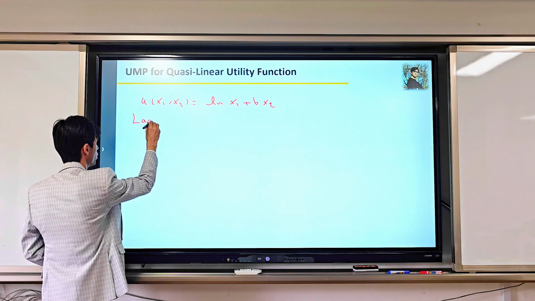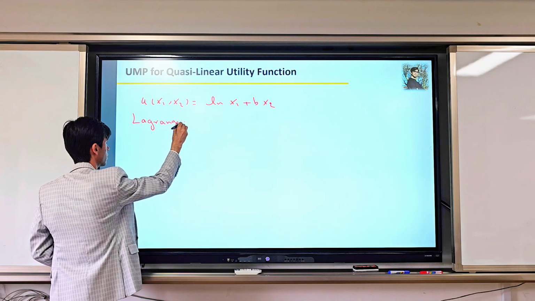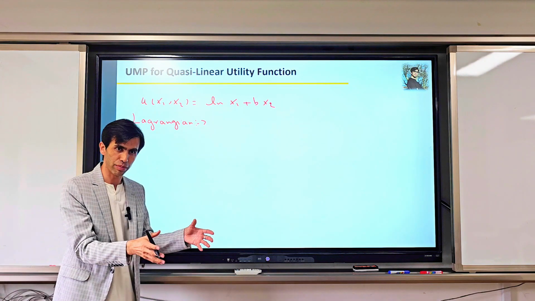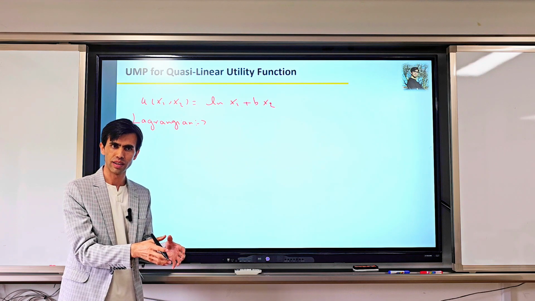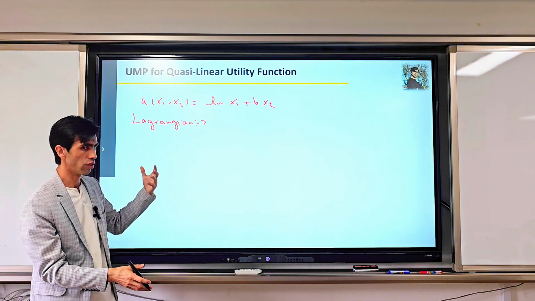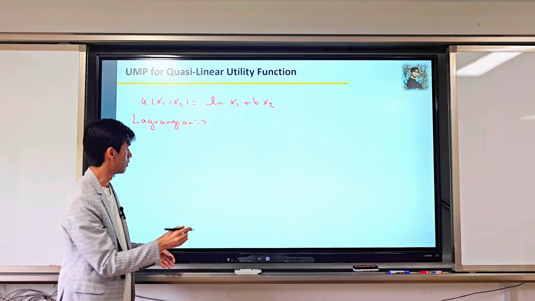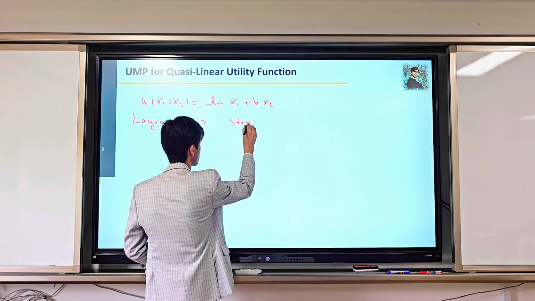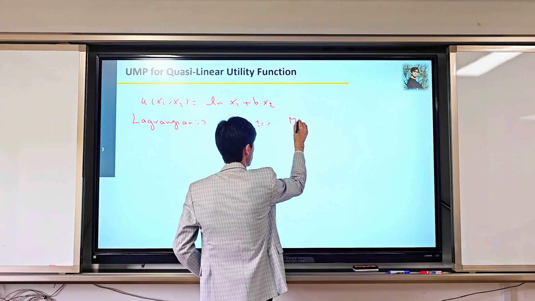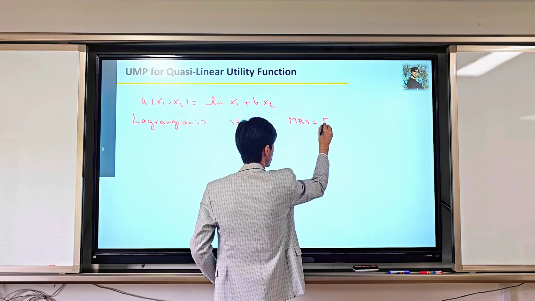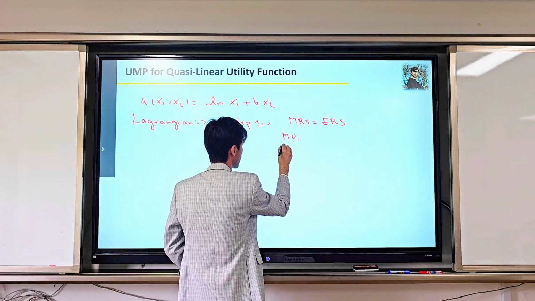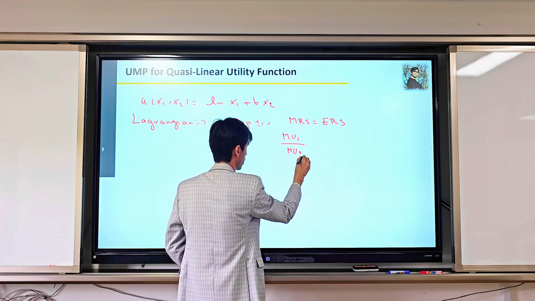We can also use Lagrangian here, but our steps have become a little bit shorter than what we used for CES and Cobb-Douglas utility function. So again, when we use Lagrangian, we should follow the first step, which is to set up the optimality condition. That optimality condition is marginal rate of substitution equal to economic rate of substitution. So here, marginal rate of substitution is equal to the marginal utility of x1 divided by the marginal utility of x2.